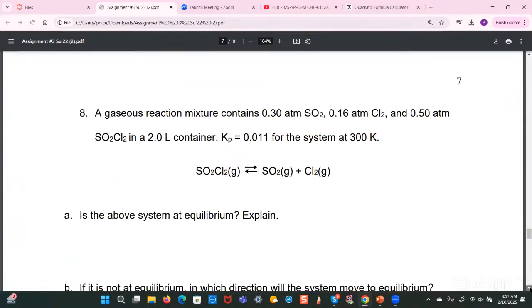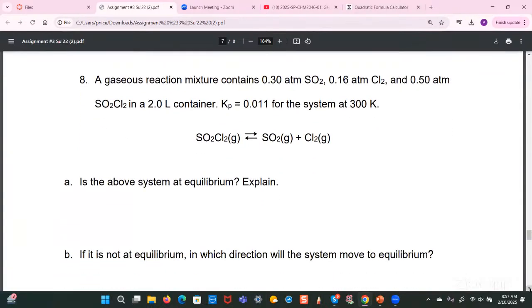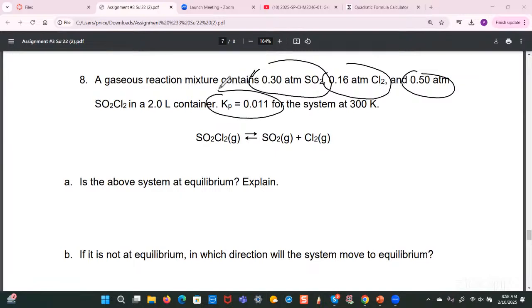Okay, so this question, this time it's a totally gaseous system, and instead of working with Kc, we'll now be working with, at least at the beginning part, Kp. And they gave you the equation, and they gave you the pressure values for SO2, Cl2, and SO2Cl2, right? And the first question is, is the above system at equilibrium? Oh, by the way, they gave you the Kp as well. This is the Kp, right? So how would you determine if the above system is at equilibrium?